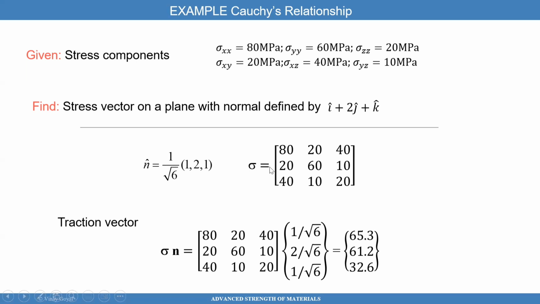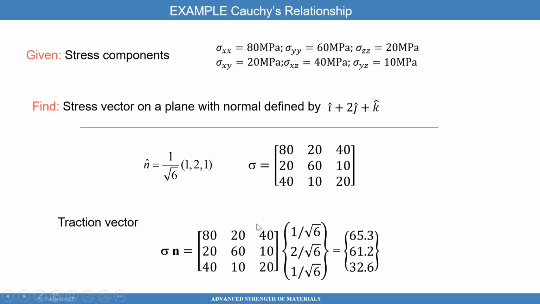The stress has to be written carefully. So sigma xx is 80, that goes here. Sigma yy is 60, goes here. Sigma zz is 20, goes here. Those are the normal stresses to each of the faces, while the remaining components go in the off-diagonal terms. 20, 40, and then 10. And I'll show later that the stress is symmetric. We'll see that later. So the traction vector then, acting on that plane, is going to be sigma dot n.